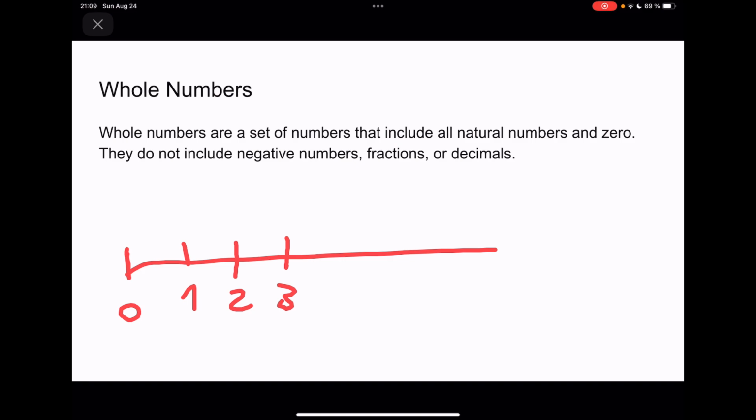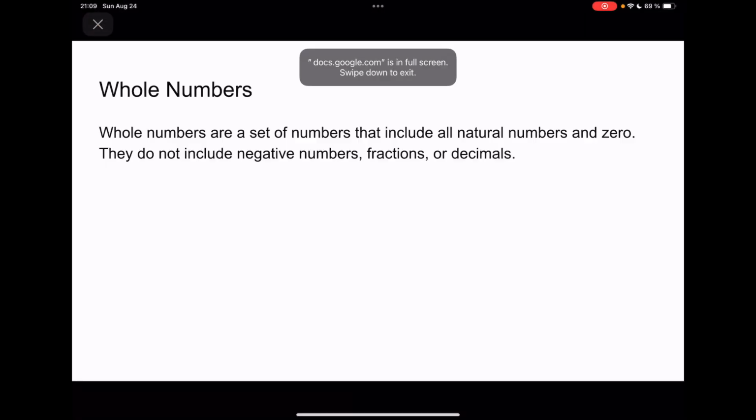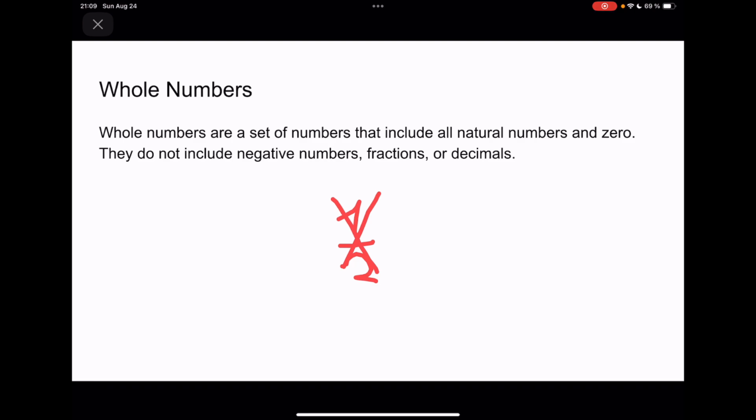3, and so on and so forth, just forever. But it does not go negative. It doesn't go past 0. It is not a fraction. 1/2 is not a whole number. It's not even whole. It's only half. We're talking about whole numbers, not half numbers. Again, not decimals.